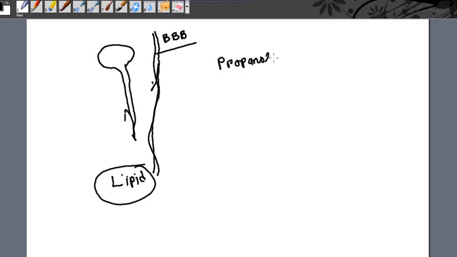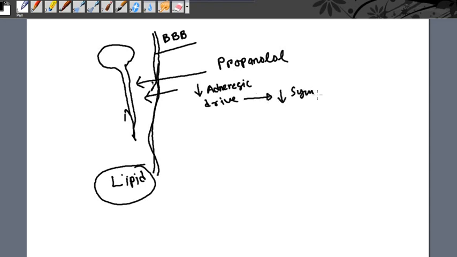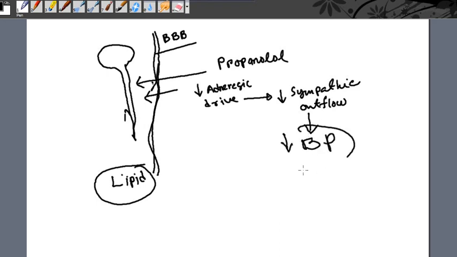propranolol enters into the brain, right? It enters into the brain because it can cross the lipid, and it decreases adrenergic drive from the brain. When they decrease adrenergic drive from the brain, there will be decreased activity of sympathetic nervous system, or decreased sympathetic outflow from the brain. And when there is decreased sympathetic outflow from the brain, it is easily understandable that your blood pressure will go down.